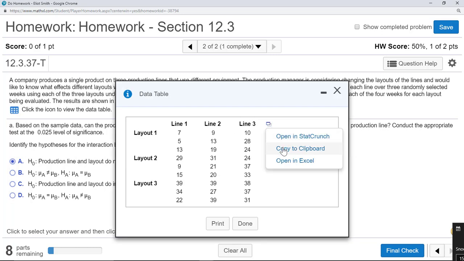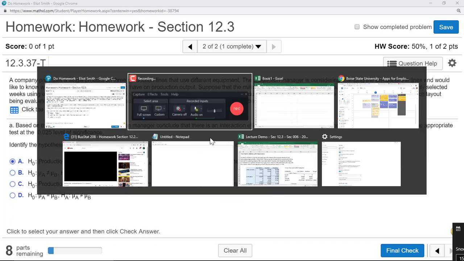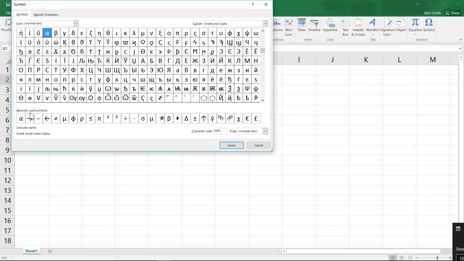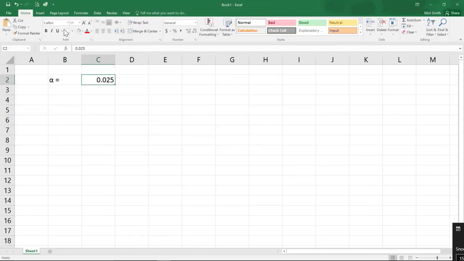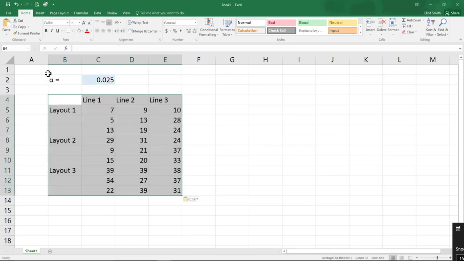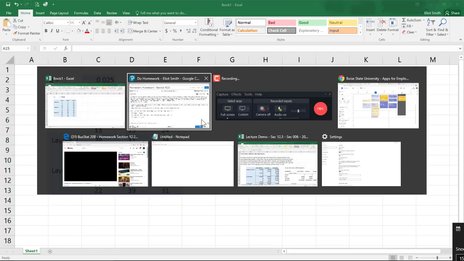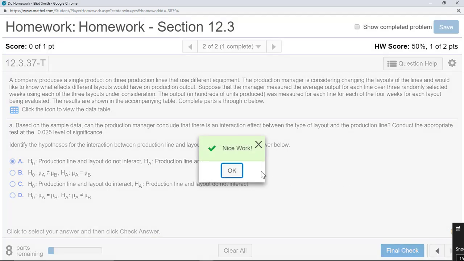Alright, so let's grab this, and the fact that alpha is 0.025, put that in, and that in, so that we have it. The hypotheses: the null is that they do not interact. The alternative is that they do interact.